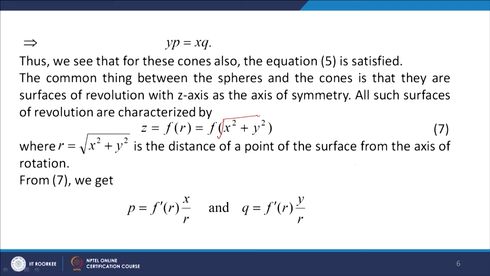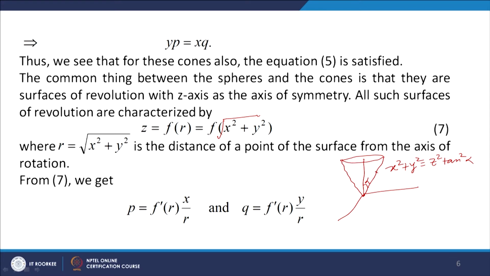the axis of rotation. Say for example, suppose you take the right circular cone. Here the vertex is at 0, 0. So, this is x square plus y square equal to z square tan square alpha. I have taken c equal to 0 here, and this is a right circular cone with semi vertical angle alpha.